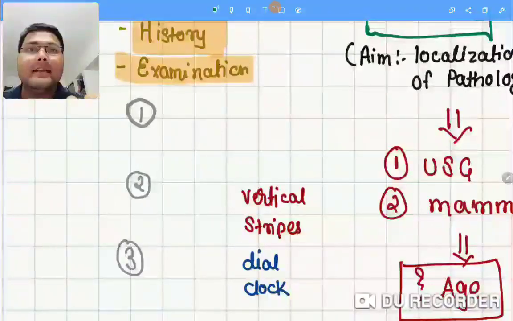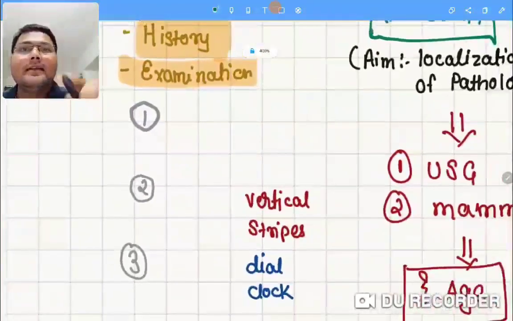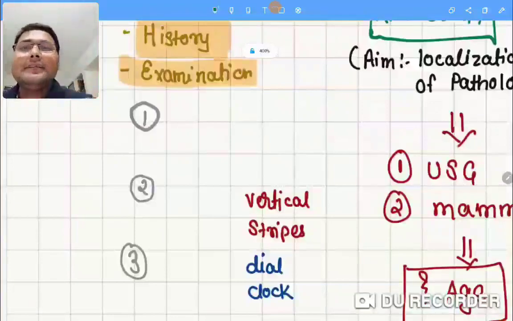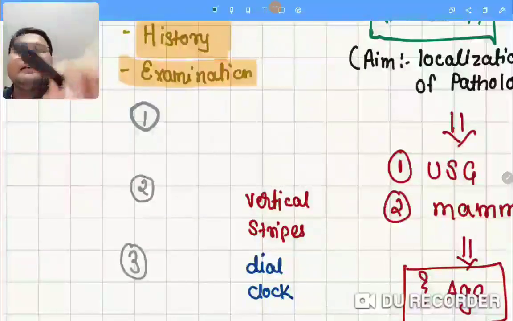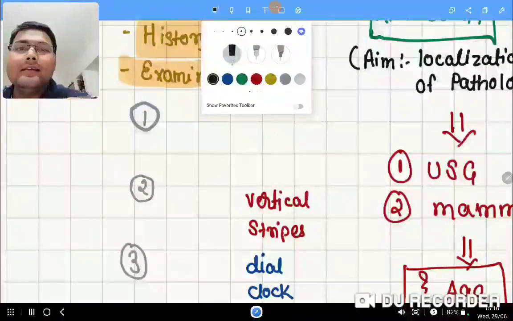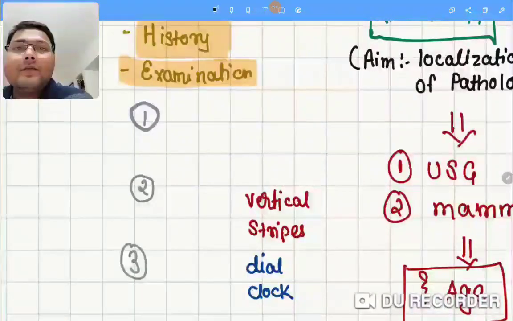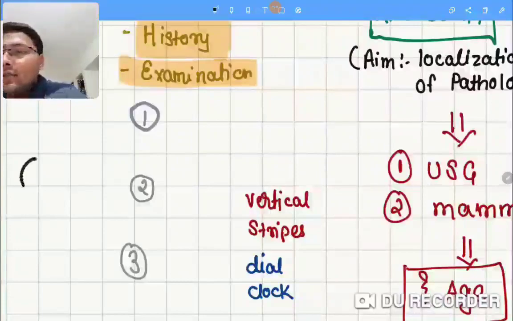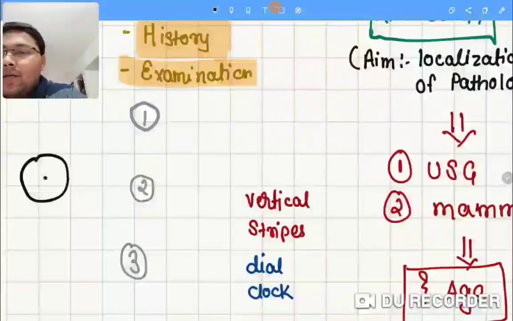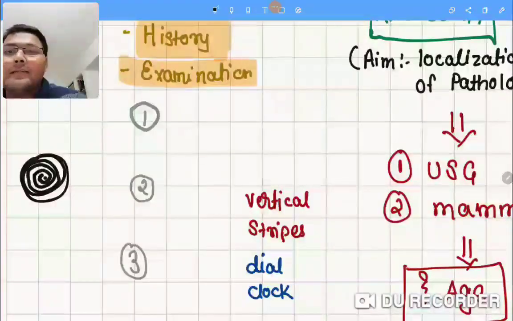We are talking about clinician breast examination, the examination of breast done by a clinician. There are three techniques of examination of breast, and here we'll discuss them. The first is the circular method of breast examination. We'll start from the center of the breast and move towards the periphery. This is called the circular method of breast examination.